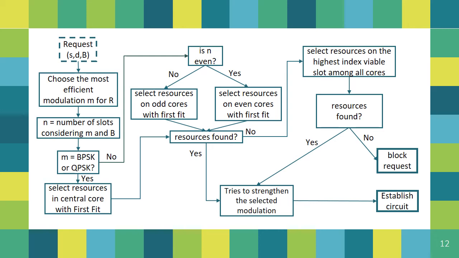If no resources are found in any of these cases, then the search will be performed in all the cores, and the selected core will be the one with the highest index available. In this case, the slot allocation is performed with the last fit policy. If even in this case no resources are found, then the request is blocked. Otherwise, if resources are found, then the circuit will be established.